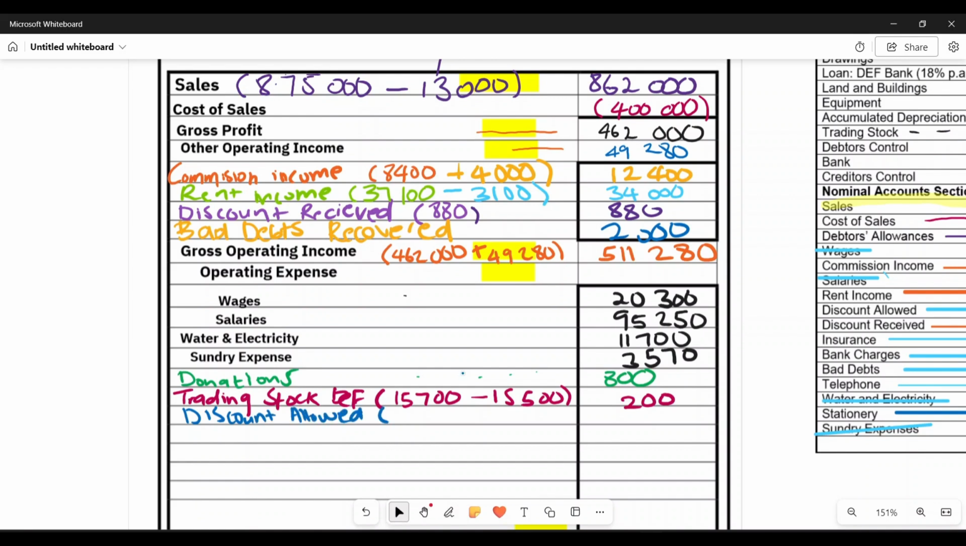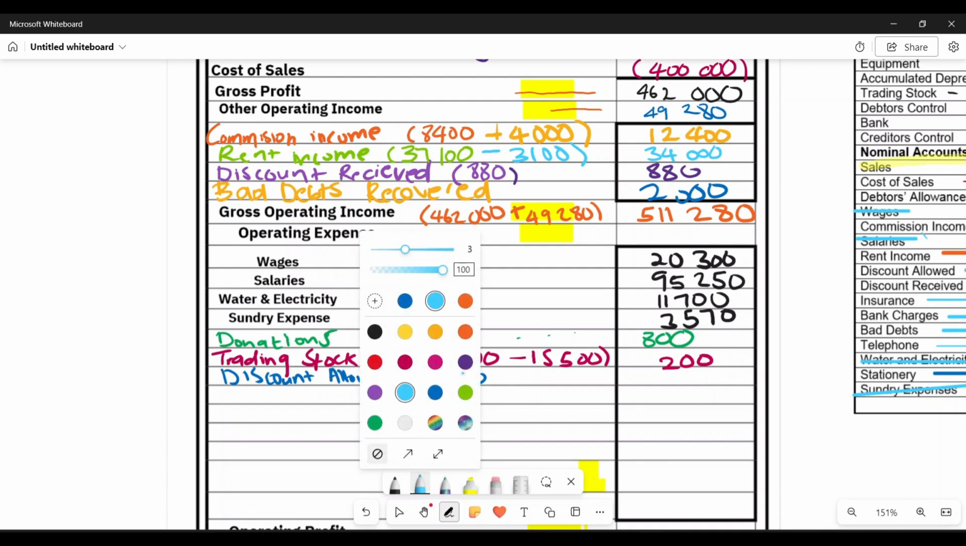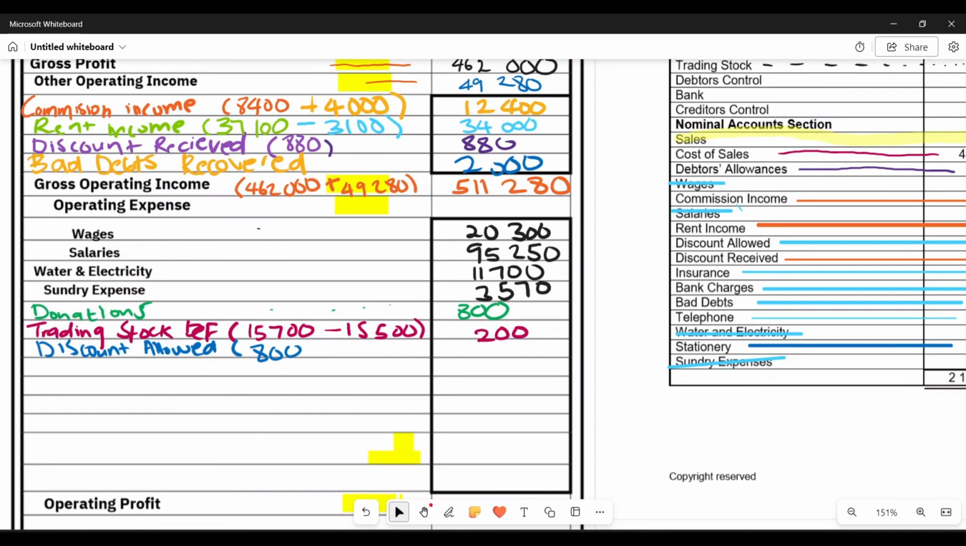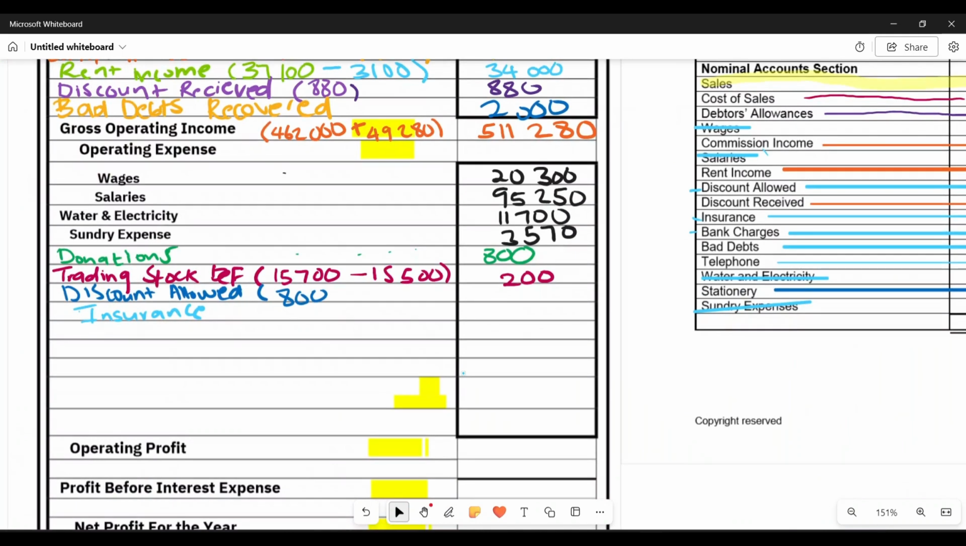And how much is the amount? My discount allowed, it's 800. What else do I have? Discount allowed. I have bank insurance and bank charges. I have insurance. Now my insurance amount, I'm given as 9,800.